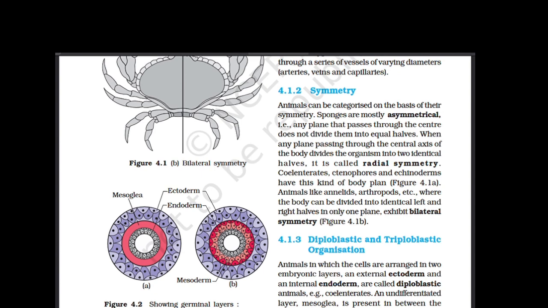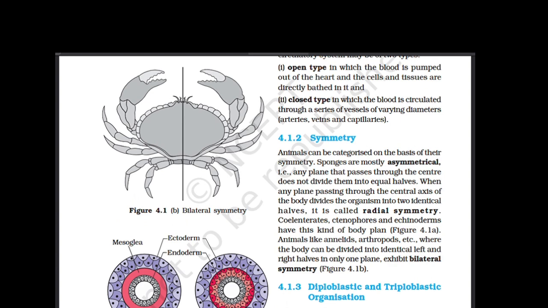Animals like annelids, arthropods, etc., where the body can be divided into identical left and right halves in only one plane, exhibit bilateral symmetry. Figure 4.1 is of bilateral symmetry.